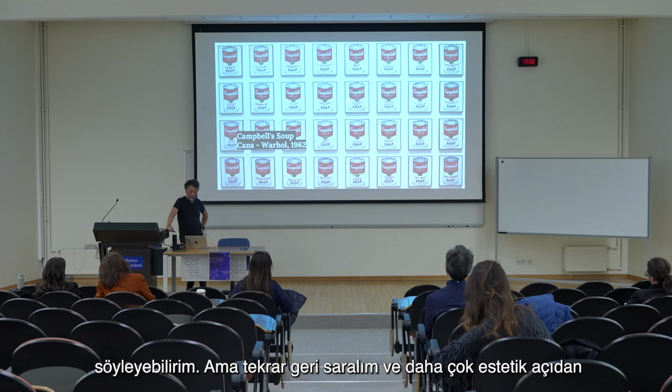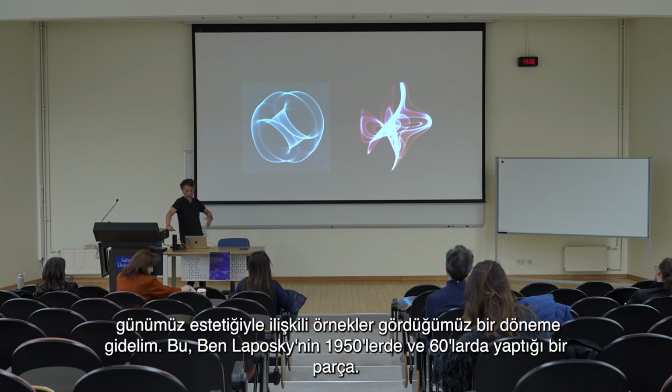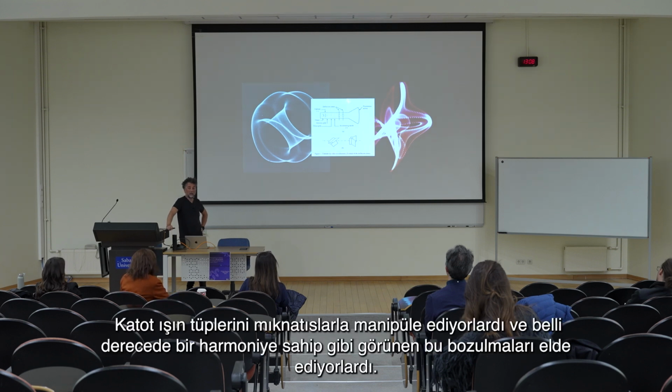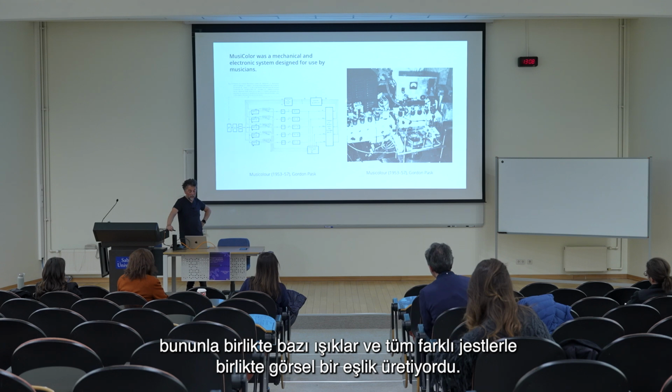But let's again rewind and go to an era where we see more aesthetic examples which relate to today's aesthetics. So this is a piece done by Ben Laposky in the 1950s and 60s. They were manipulating cathode ray tubes with magnets and getting these distortions, which seem to have a certain degree of harmony. This is another example from the 50s, Music Color. When a musician was performing, it was generating some visual accompaniment along with it, with some lights and different gestures.